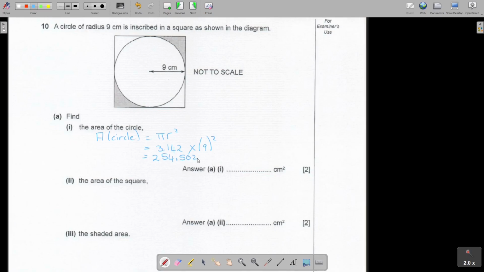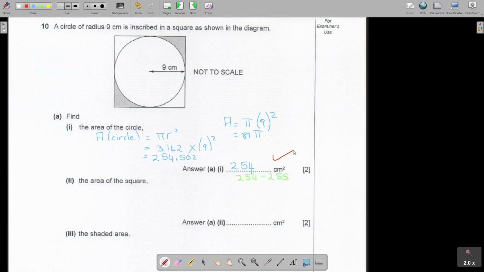If you were using the real pi, you would have got 254.4690049, but it doesn't matter. To 3 significant figures, it's 254. You could have even said, okay, I'm just going to keep the pi, and I'm just going to put this 9 square area, and I would have got 81 pi, which is actually 100% correct. So they just said they were allowing, if you were between 254 and 255, they would give you full marks.